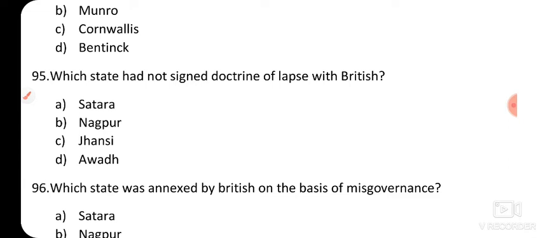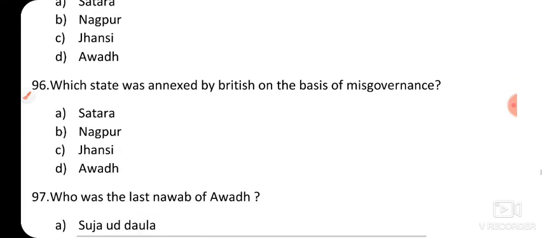But Awadh did not sign this policy, because first, Awadh already had a treaty with the British after the Battle of Buxar, and Awadh had a legal heir also. So the British did not have any policy or idea to annex Awadh, because Awadh had both a legal heir and a signed agreement with the British. So how did the British annex Awadh? British annexed Awadh by other means. What are these other means? That we'll discuss in question 96.